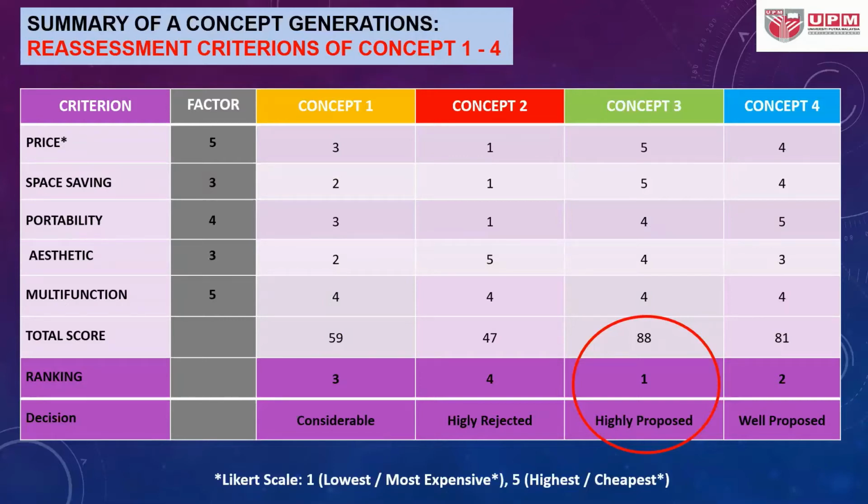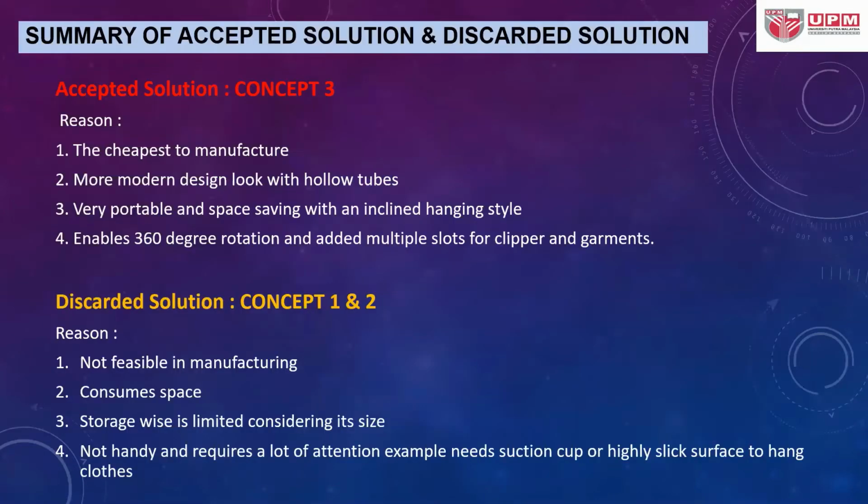So we can see here the ranking. Concept number 3 is the chosen one, number 1. Concept number 4 is second, concept number 1 is third, and concept number 2 is fourth. These are the summary of the concepts. Accepted solution: concept number 3, because it is the cheapest, with modern design, very portable and space saving, enabling 360 rotation and added multiple slots. Discarded solutions: concepts number 1 and 2, not feasible, consume space, storage-wise limited, not handy, and require a lot of attention to use.